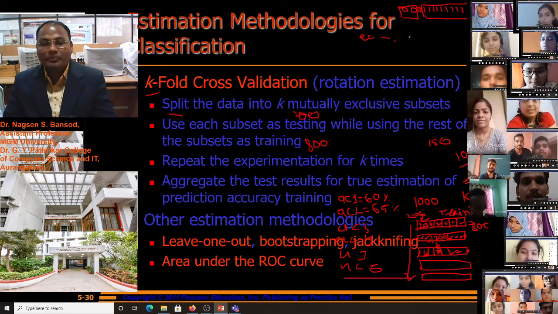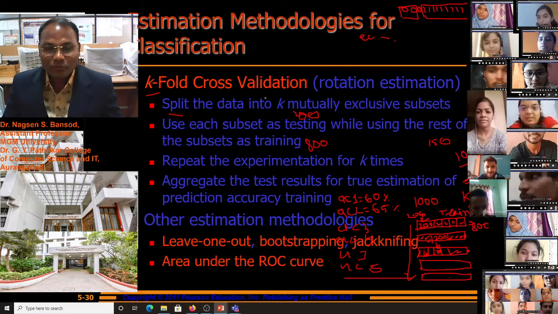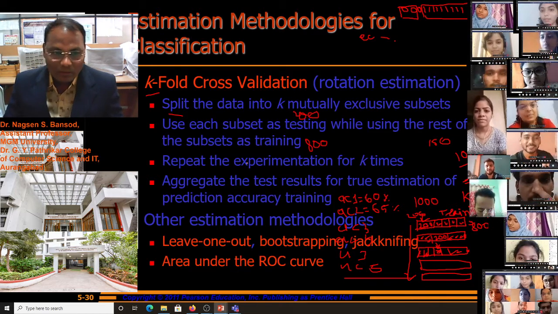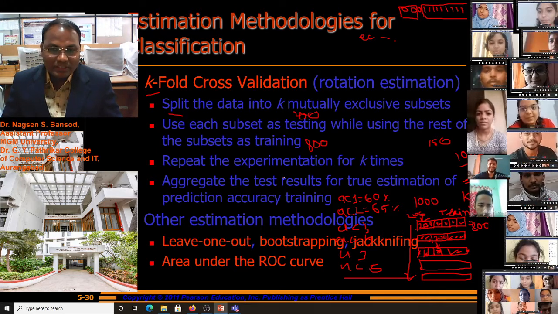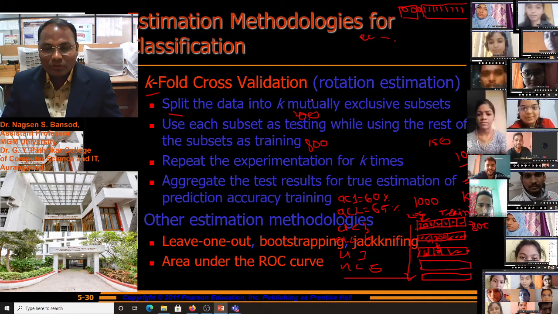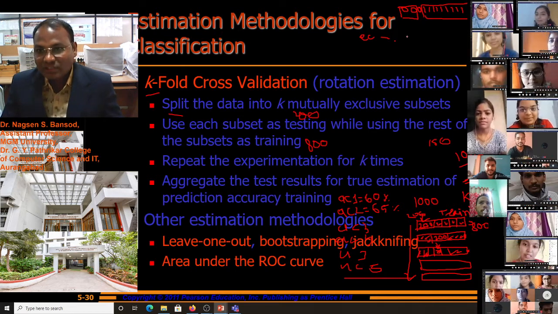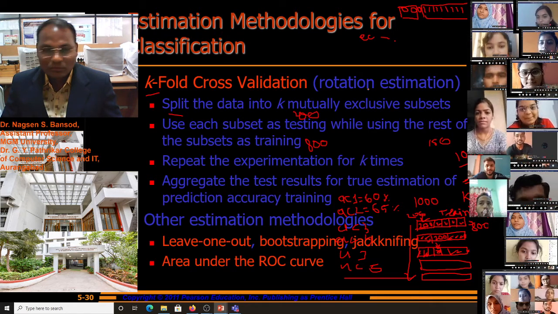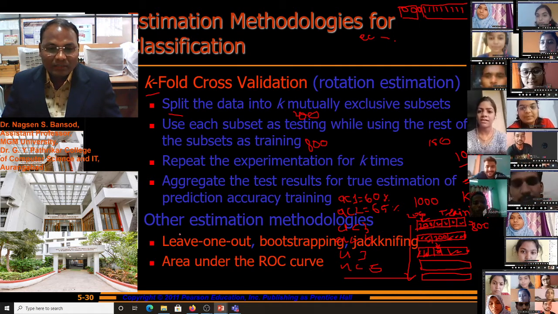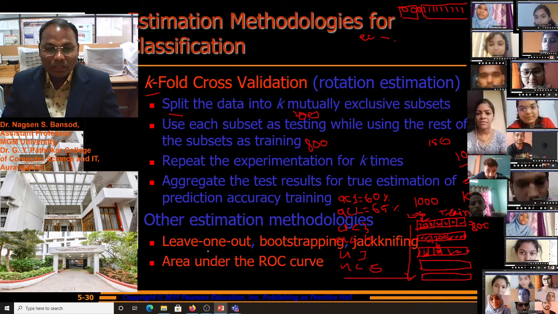This problem may occur in k-fold cross validation. There is another estimation methodology. If you have any doubt on k-fold cross validation, you can ask. Is it understood to you? Yes, sir. Okay. Then the other estimation methodology is leave one out.